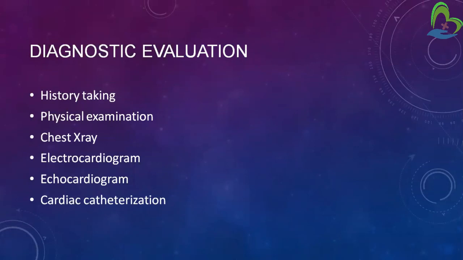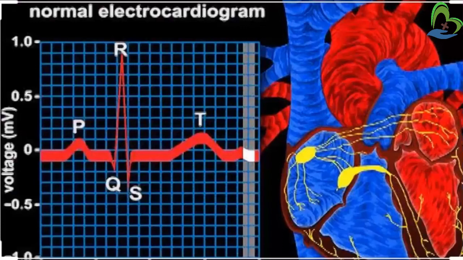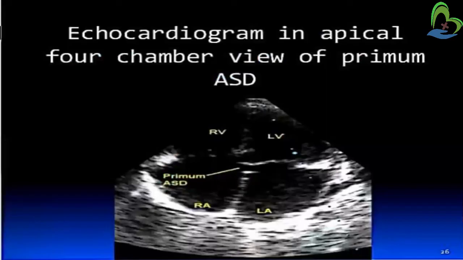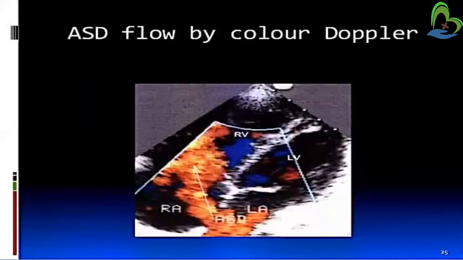Diagnostic tests are history taking, physical examination, chest X-ray, electrocardiogram, echocardiogram, and cardiac catheterization. So this is the X-ray of chest. Then electrocardiogram. The electrocardiogram shows the electrical activity of the heart. Then echocardiogram. Echocardiogram uses ultrasound, and with that we can identify where the abnormal opening is present. This is ASD on 2D echo. Then ASD flow by colored Doppler.